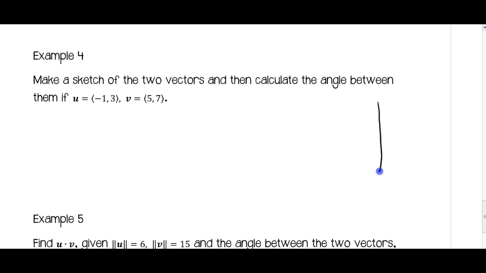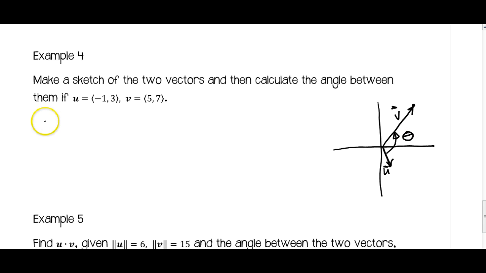So we just need a quick sketch. It doesn't have to be too accurate. So I'm going to estimate. We've got negative 1, 3. So I'm going to estimate that somewhere down here. And then I've got 5, 7. So I'm going to estimate that somewhere over here. So here's V. Here's U. And I want to find the angle between here, theta.